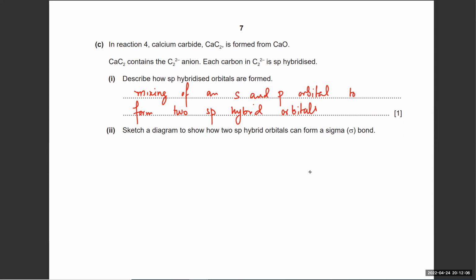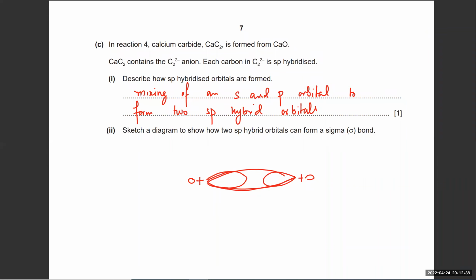So I think in carbon that's happening. So you just have to draw a sigma bond. What does an sp hybridized orbital look like? It looks like this, one sp hybrid orbital, and the other one looks like this, and they're going to overlap. In the middle, they're going to start overlapping. It's just like a normal sigma bond.